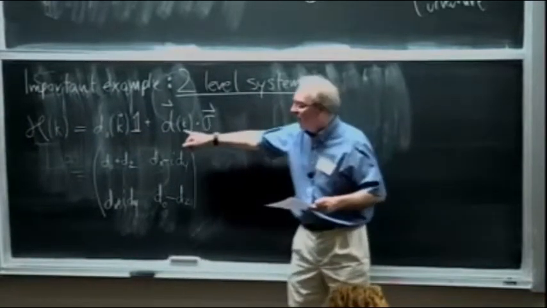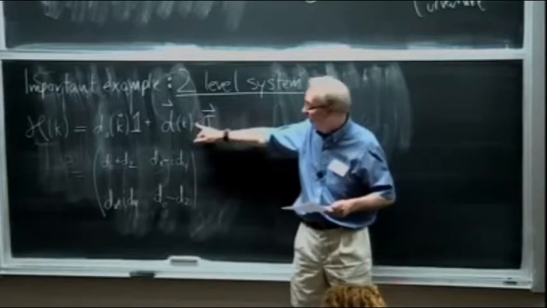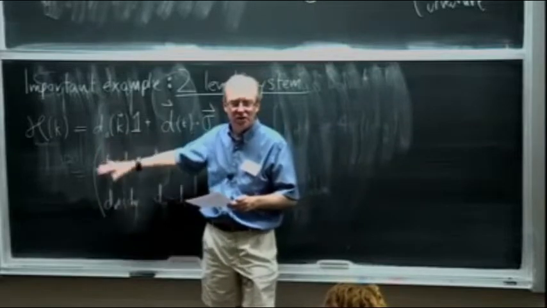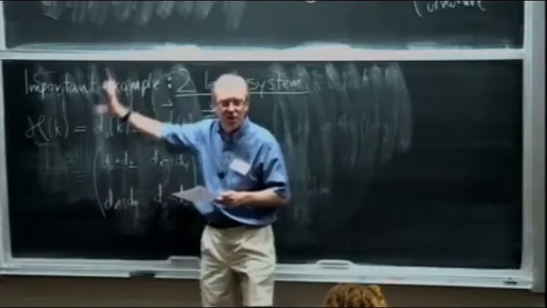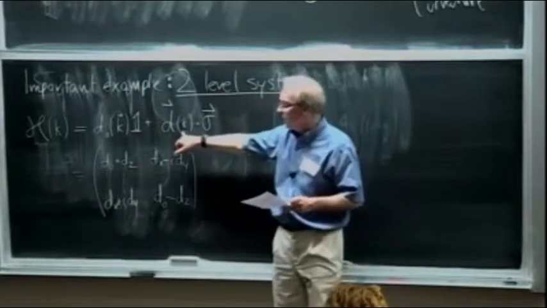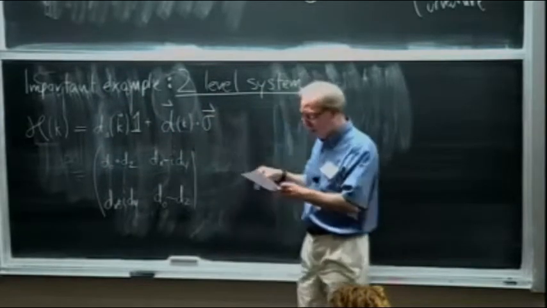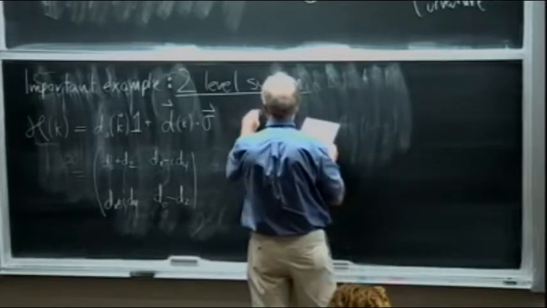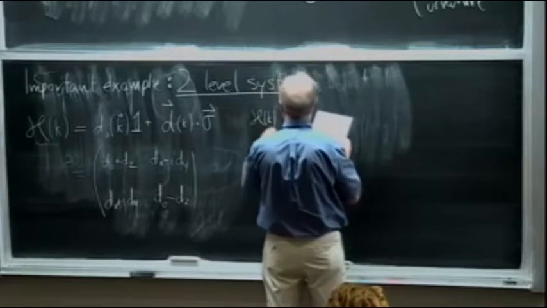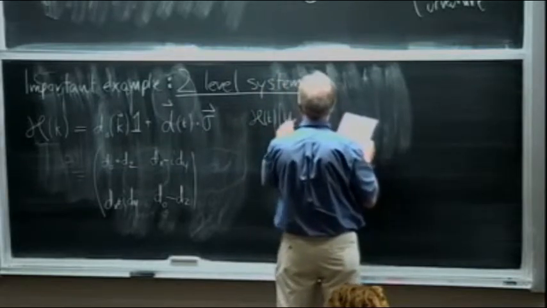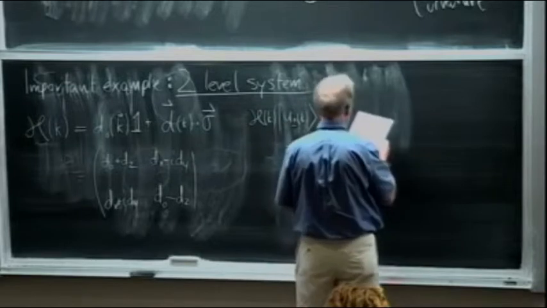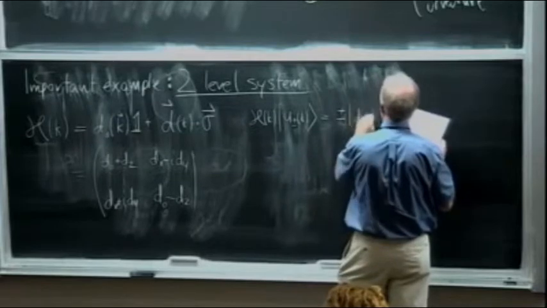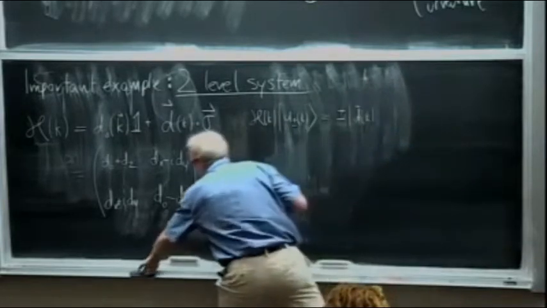So this is like the Hamiltonian of a spin in a magnetic field. This piece is just a constant piece. It doesn't change anything, it just shifts the overall energy. But this is like a magnetic field that couples to the spin, so you can just read off the eigenstates of this. There's going to be two. I'm sorry, I should put d0 in there.